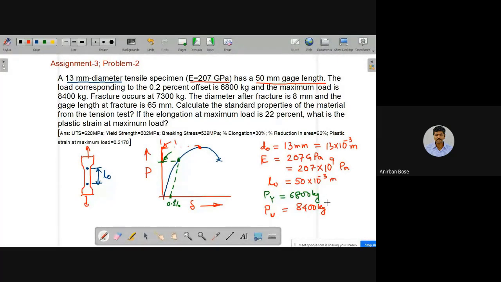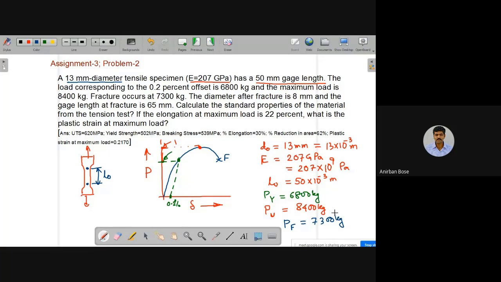kg. So it is always preferred that you convert it into the corresponding SI unit. So you simply multiply it by g and convert it into Newton. Okay. Then what else is given? That the fracture occurs at 7300 kg. So here you can see the fracture occurs at that point, and P fracture, Pf, is 7300 kg. So these are the informations given.